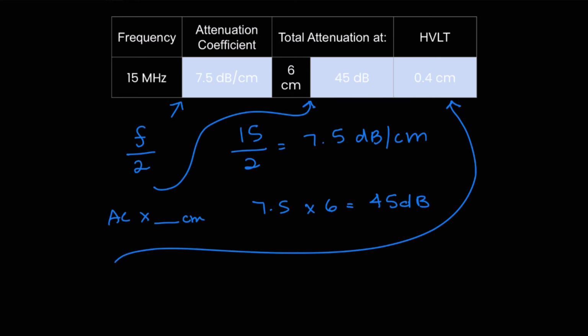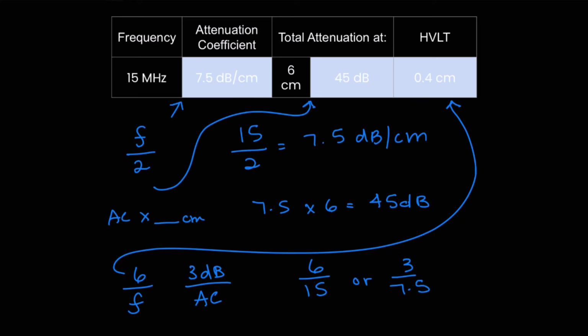Half value layer thickness had 2 ways that we could calculate. We could simply take 6 and divide it by the frequency, and that's because we are working in soft tissue, or we could take 3 decibels and divide it by the attenuation coefficient. Regardless of how you do it, it would either be 6 divided by 15 or 3 divided by 7.5, and that will equate to 0.4 centimeters.